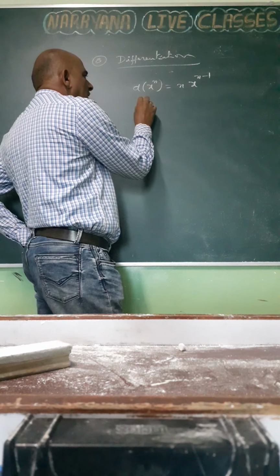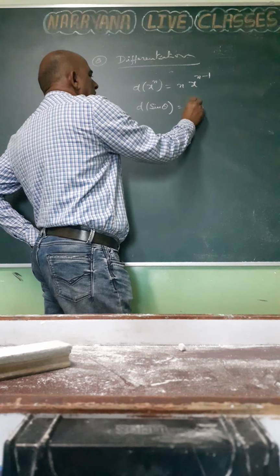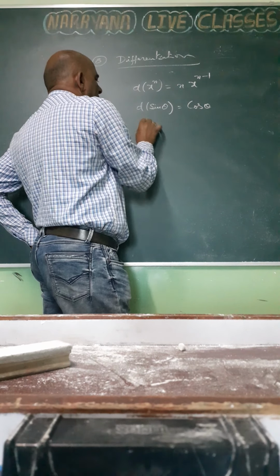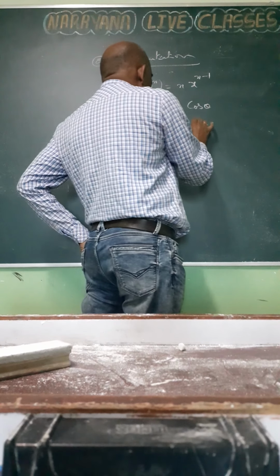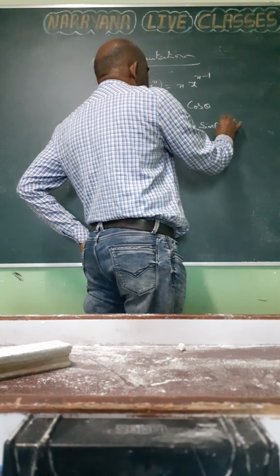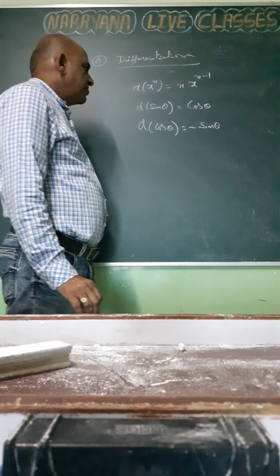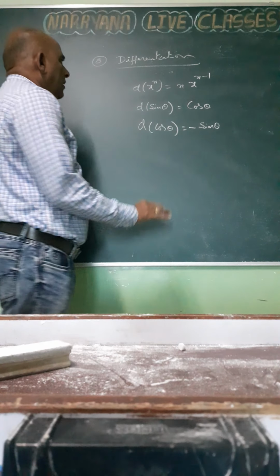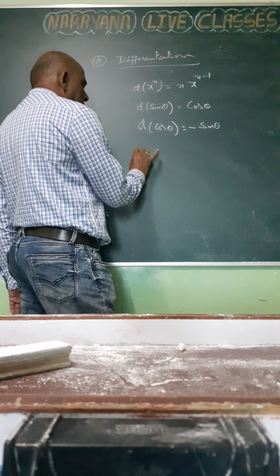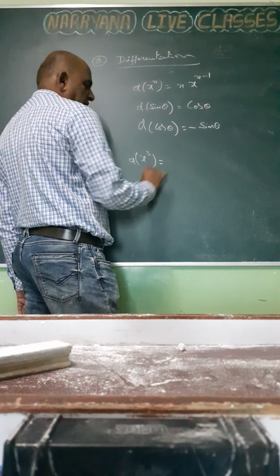Two more formulas are better to learn. Differentiation of sin theta is cos theta. Differentiation of cos theta is equal to minus sin theta. Differentiation of cos theta is minus sin theta. Right? And example, differentiation of x power 3, how much?